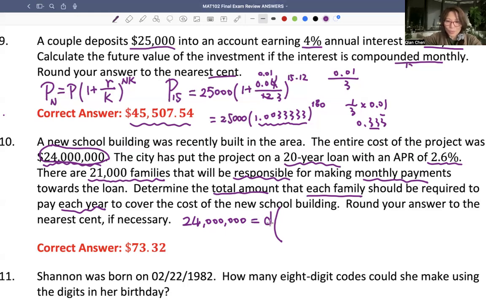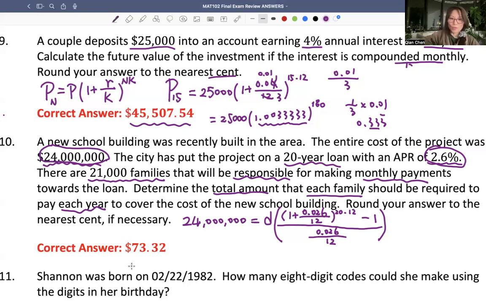If we deposit into an account monthly in order to get a lump sum, the formula goes this way. 1 plus the interest rate r divided by k, where r is 0.026, from the 2.6% here, divided by 12 for monthly payments, then raised to 20 years times 12, then minus 1. That's the numerator. Divided by r divided by k in the denominator, 0.026 divided by 12.